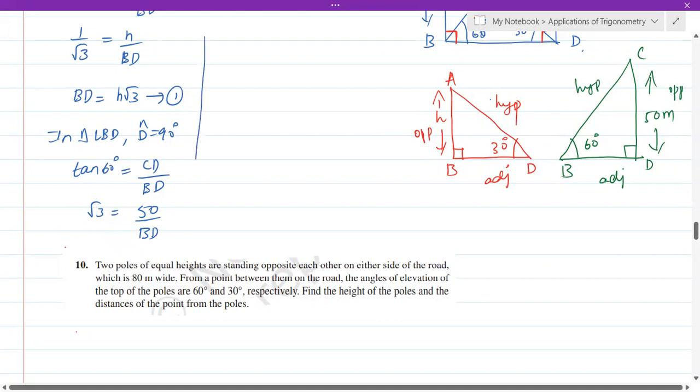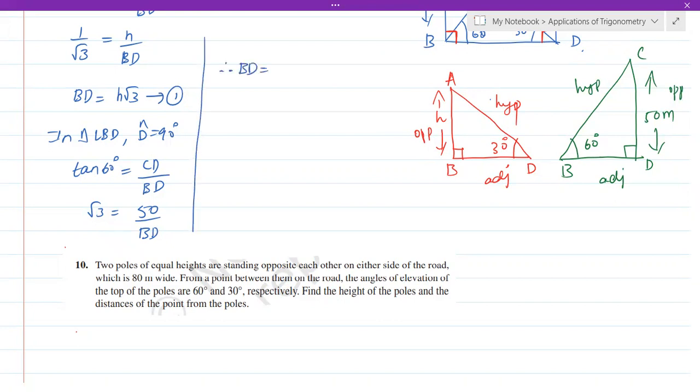Therefore, let me write it here. Therefore, BD will become 50 by root 3. Okay, we must rationalize. We should not have root 3 in the denominator. Let's rationalize it. So how much do we get? 50 into root 3, 50 root 3. Root 3 into root 3 is root 3 whole square, which becomes 3. So therefore, this is BD. This is our equation 2.